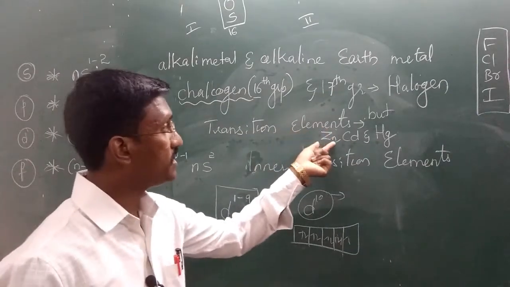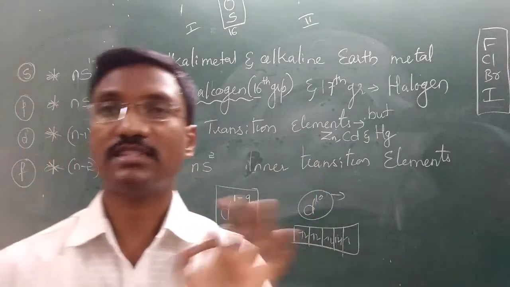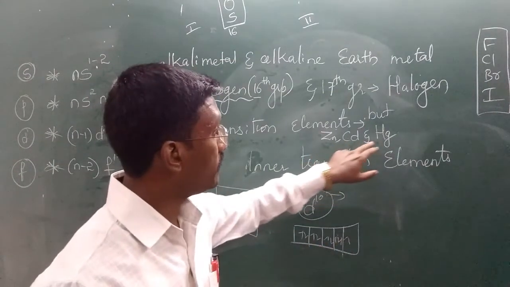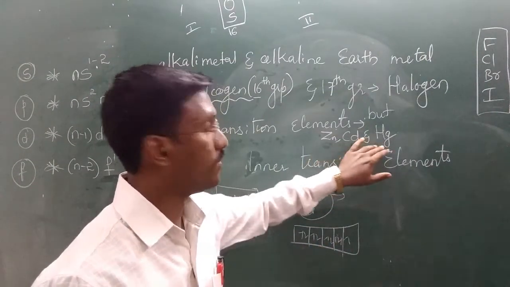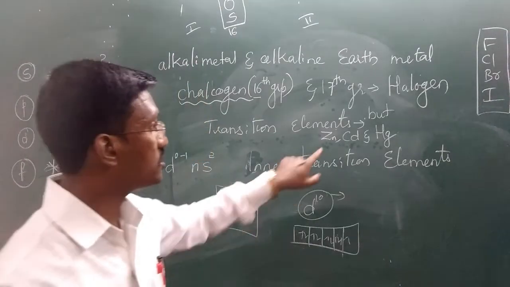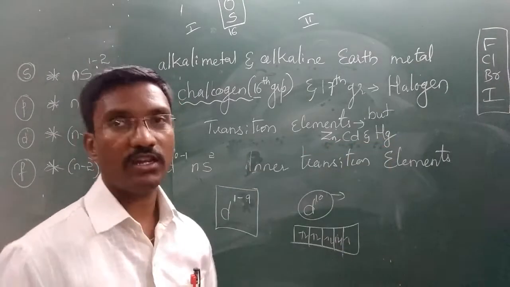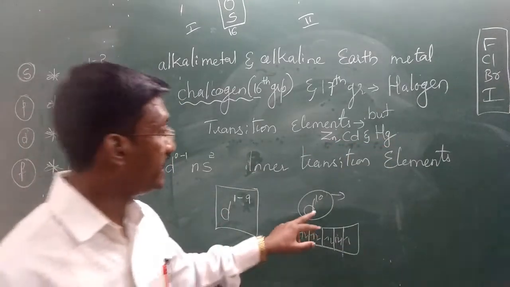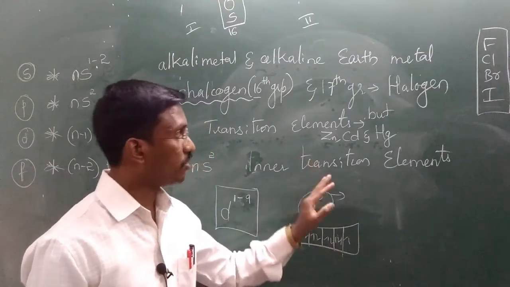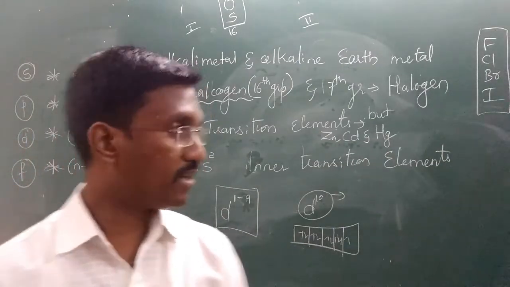But even though zinc, cadmium, mercury belong to the d block, they are not considered transition elements. Why? Because zinc, cadmium and mercury have a completely filled d orbital. Whenever you write the electronic configuration of zinc, cadmium and mercury, you get the d10 configuration. So d10 means electrons are completely filled. For that reason, even though these are elements of the d block, they are not considered transition elements.